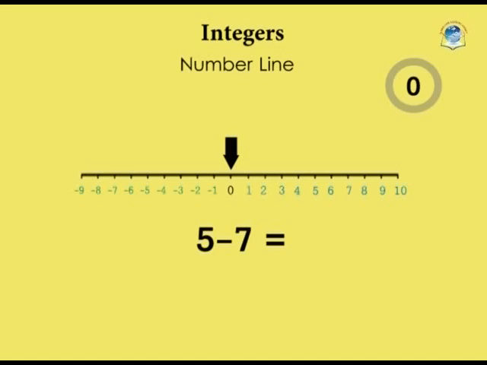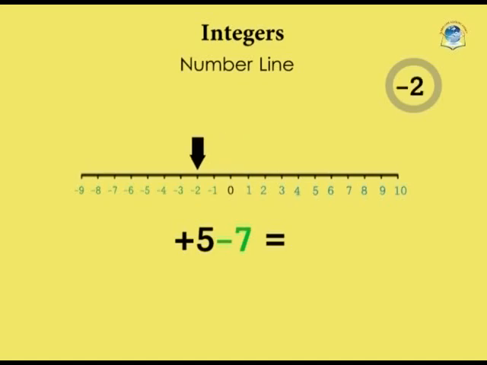In integers, the operation sign in front of a number defines that number. When no sign is written, it is a plus. So in this operation, we have plus 5 and minus 7. To work this out, starting from 0, we move 5 steps towards the right. So 1, 2, 3, 4, 5. And then we move 7 steps towards the left. So 1, 2, 3, 4, 5, 6, 7.